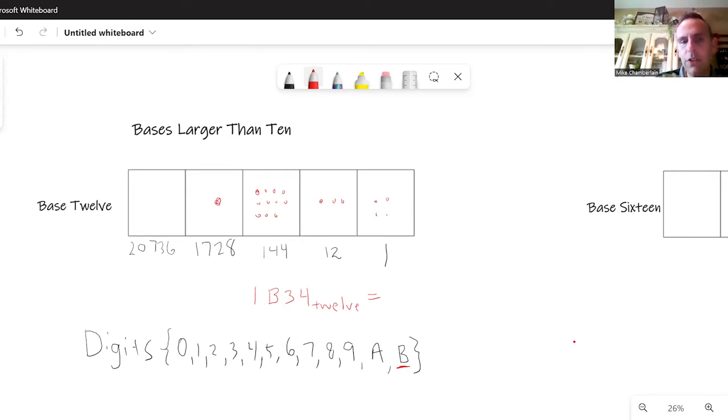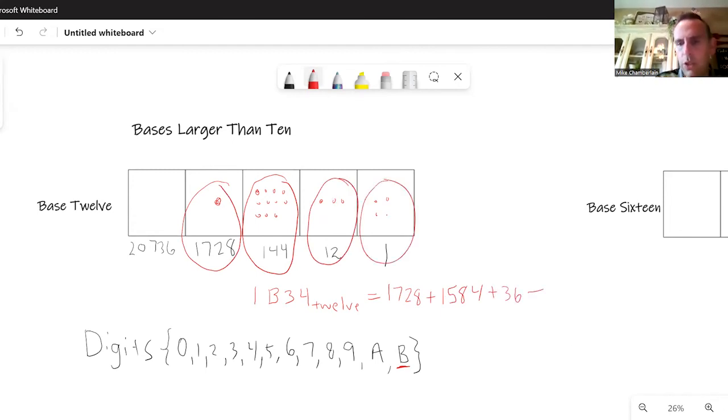If you wanted to find the total value of this number, you would add it up as 1 times 1,728. You would have 11 of the 144s. Again, recommend using a calculator. 144 times 11 is 1,584. You have 3 of the 12s. I can do that in my head. That's 36. And you have 4 ones, which is equal to 4. This gives you a grand total of all of these added together. Let's see if I can do this. I'm getting 3,352. So that means the number 1, B, 3, 4 base 12 is equal to 3,352.